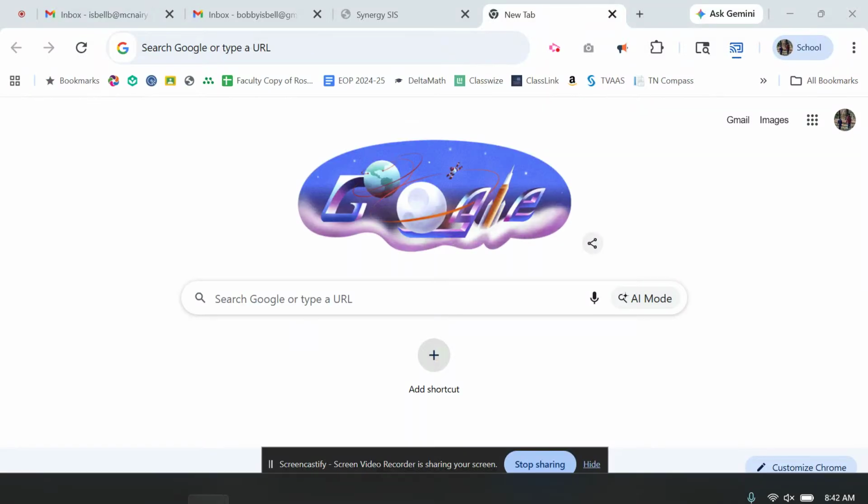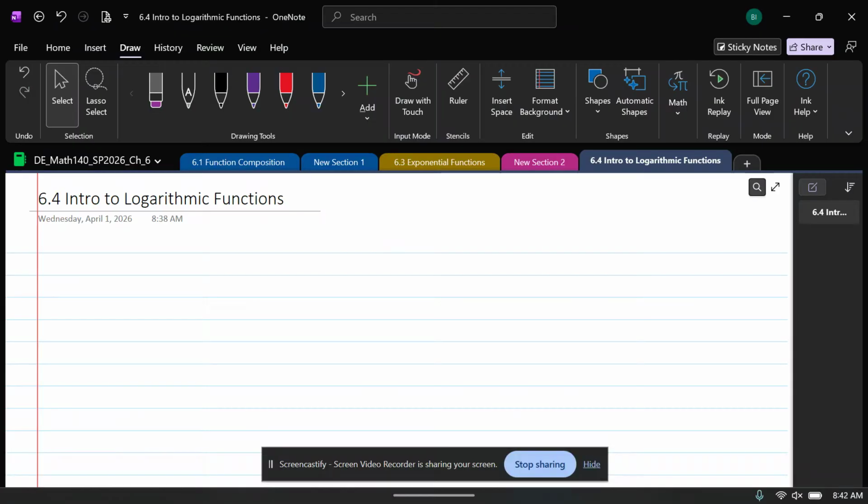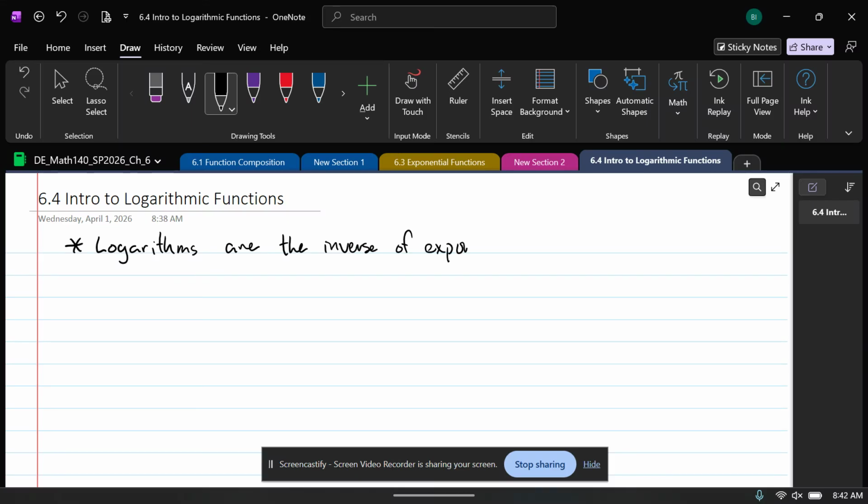Exponentials really act very similar in their style. So maybe make a note of that. Logarithms are the inverse of exponentials.